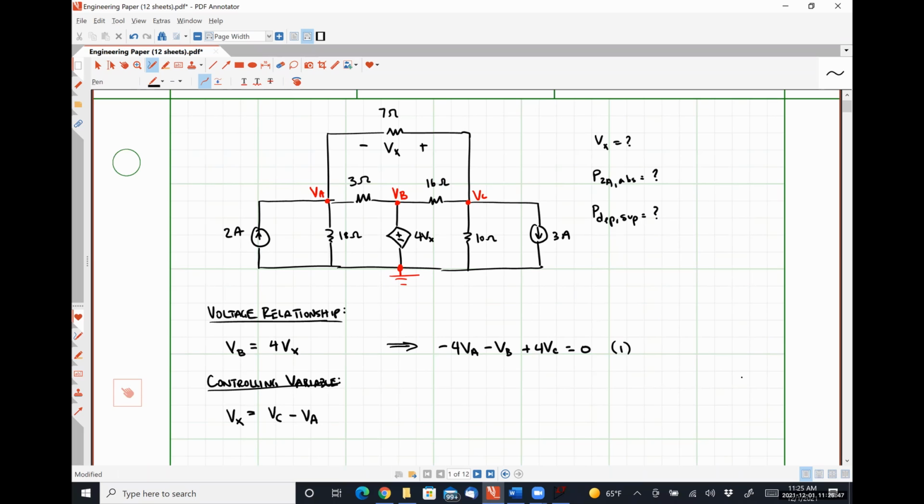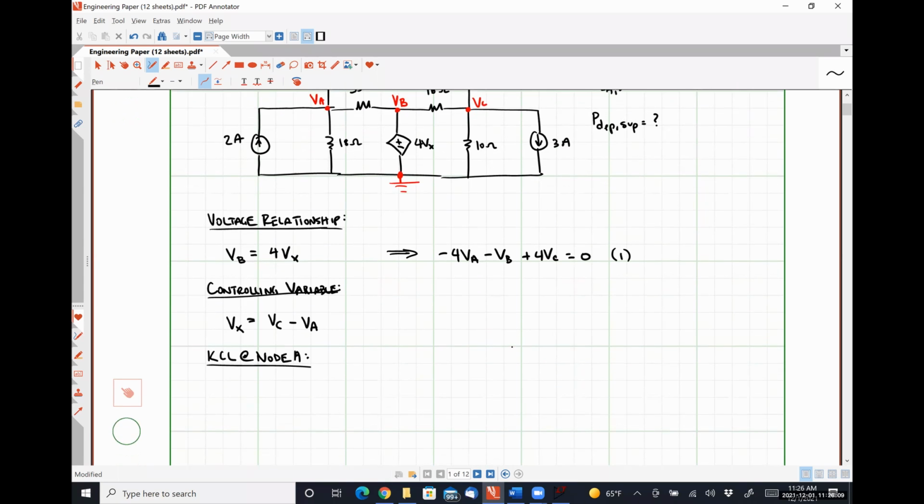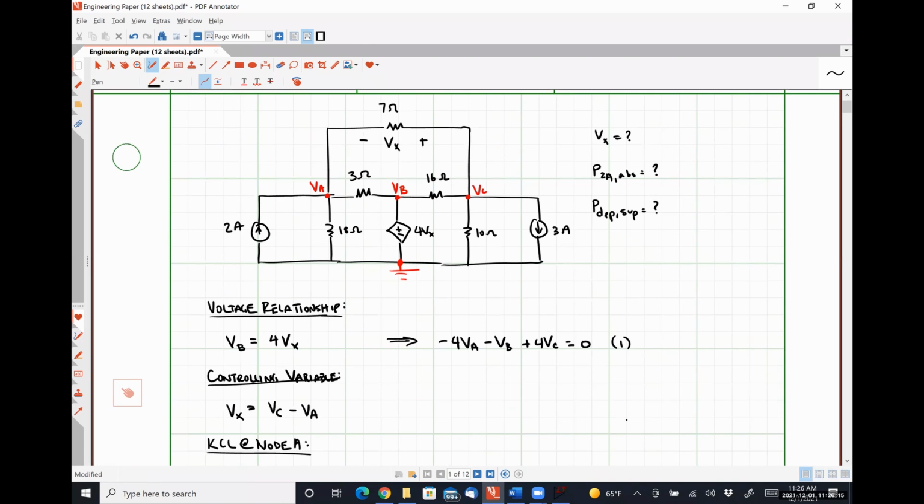Our other 2 equations will come from applying Kirchhoff's current law at node A, and another from applying Kirchhoff's current law at node C. So KCL at node A is going to look like this. Let me make this super clear here. I want this current flowing to the left, this current flowing down, this current flowing to the right, this current flowing up, add them all together, and set them equal to 0.